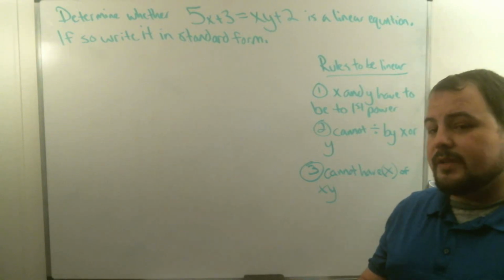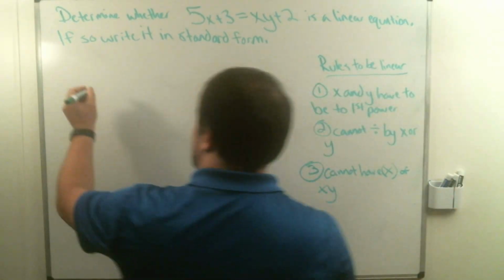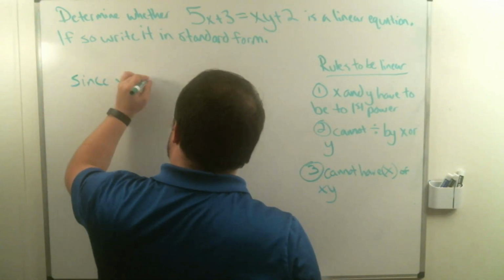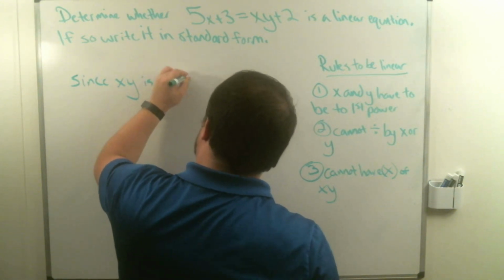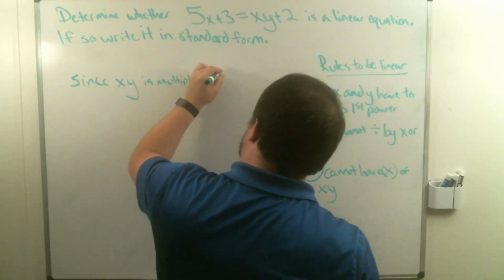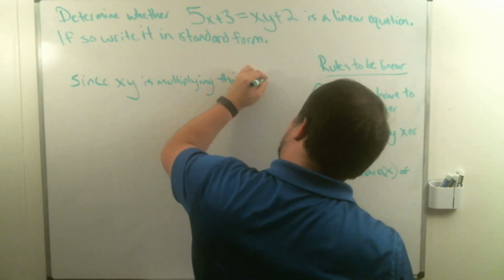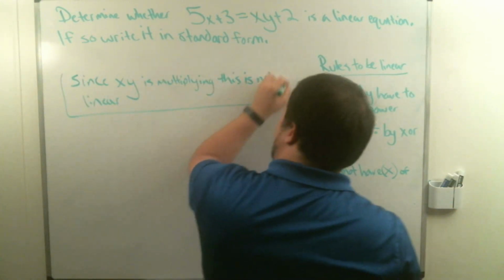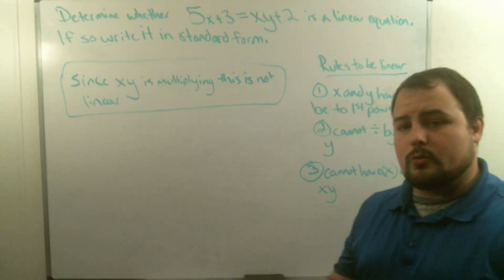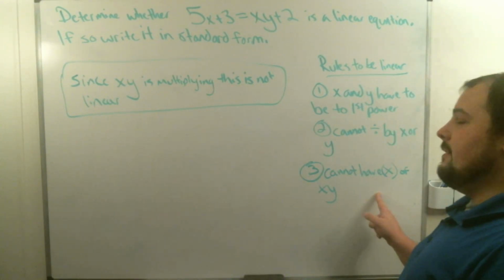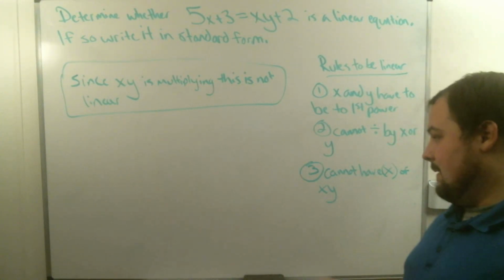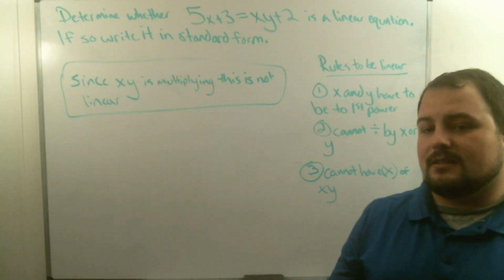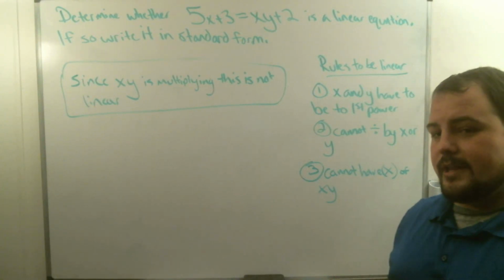Since x and y are multiplying, this is not linear. So what I would say is, since x times y is multiplication, this is not linear. So the answer to this problem is this is not a linear equation because we have x and y multiplying. And that's one of the rules that it cannot happen. We cannot have multiplication of x and y. So this is not linear. Let's go ahead and do another example.